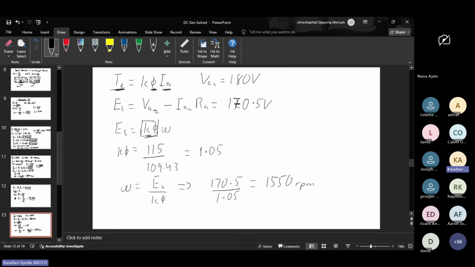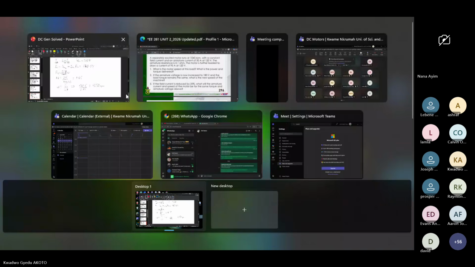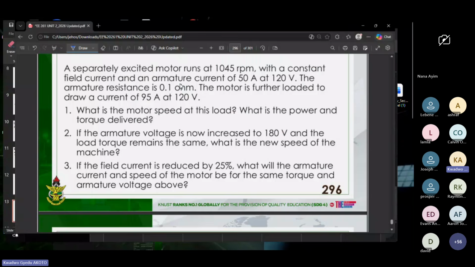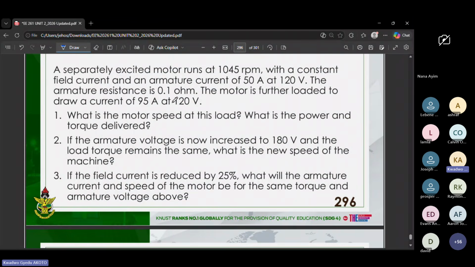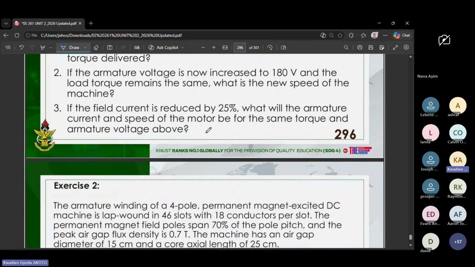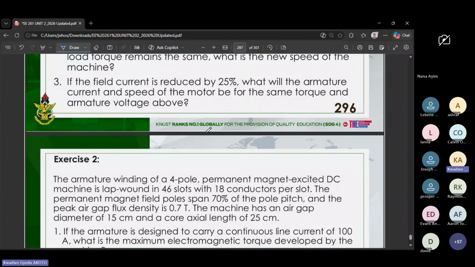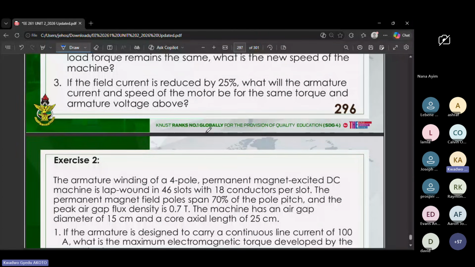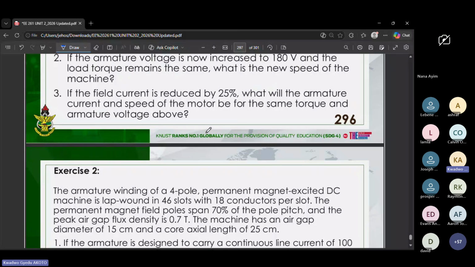So you see. So the next question says the field current is reduced by 25%. What will the armature current and speed of the motor be for the same torque and armature voltage? Okay.